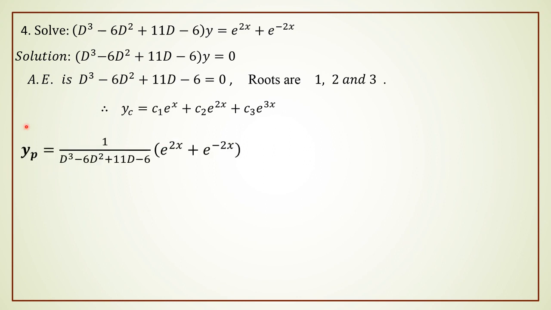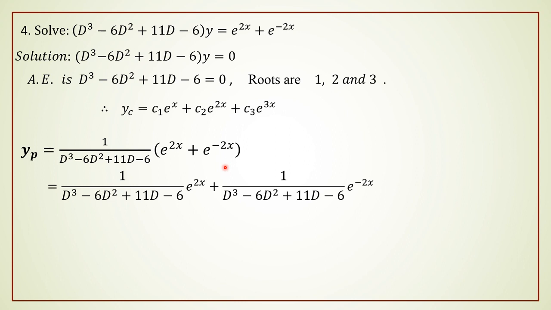Now let us find the corresponding particular integral. Therefore, the particular integral yp is equal to 1 by d cube minus 6d square plus 11d minus 6 acting on e to the power 2x plus e to the power minus 2x. Let me just separate the terms over here so that I am going to get the equation as 1 by d cube minus 6d square plus 11d minus 6 acting on e to the power 2x plus 1 by d cube minus 6d square plus 11d minus 6 acting on e to the power minus 2x.